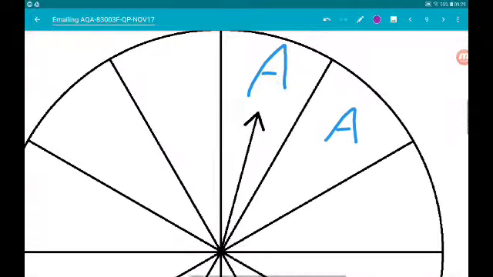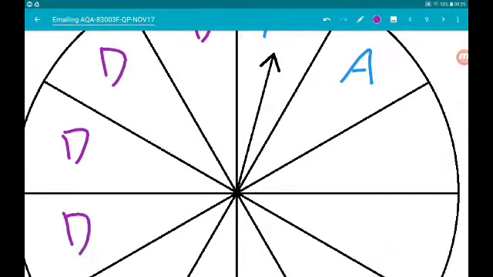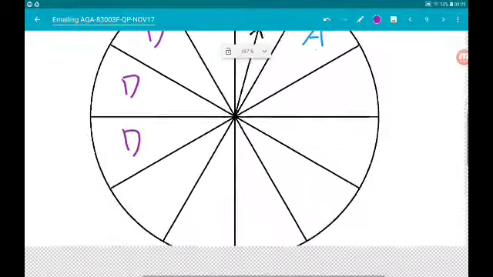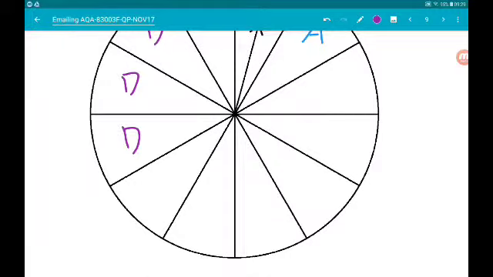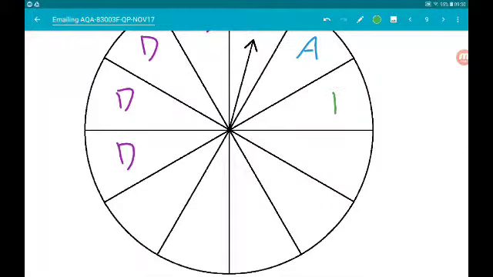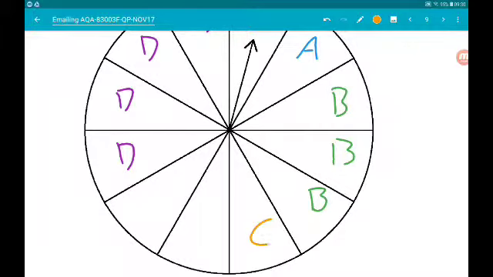So let's go 1, 2, 3, 4. Now that means there are 6 more sections for B and C. We know they have an equal amount each, so they are both going to have 3 sections. There we go. Cool.